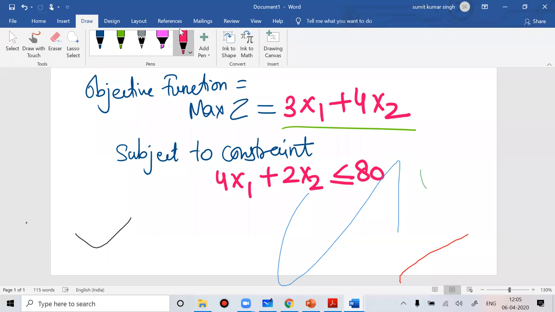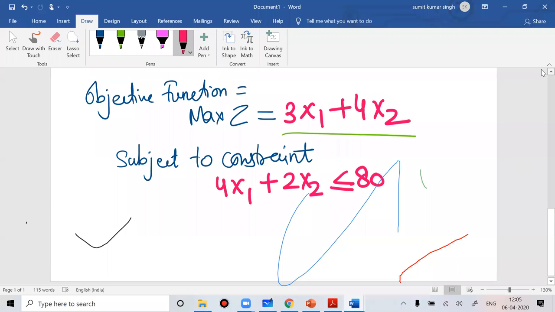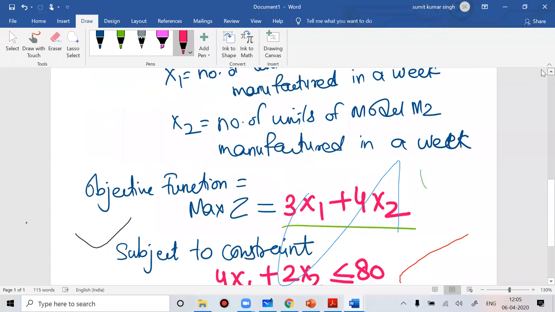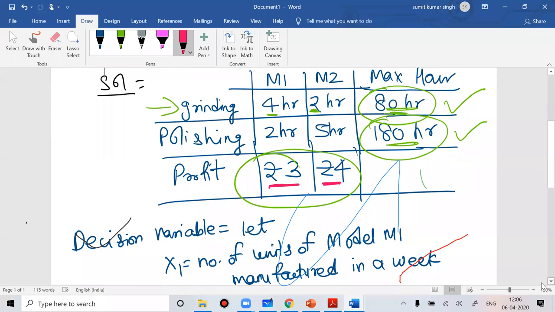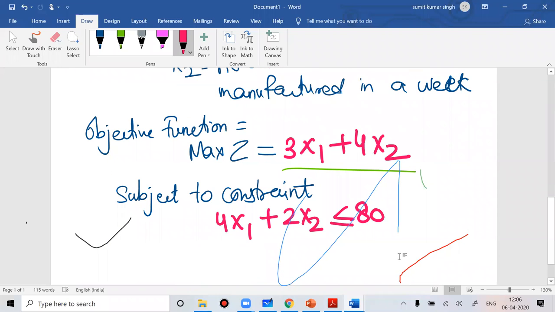The maximum hours you have for grinding is 80 hours. One unit of M1 requires 4 hours of grinding and one unit of M2 requires 2 hours of grinding. So what is the maximum you can do grinding? 80 hours. That's why you write the first equation as 4x1 plus 2x2 is less than or equal to 80 hours. Either you can use 80 hours for grinding in a week or less than 80 hours. This is the first constraint.